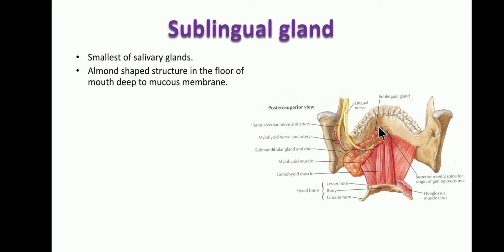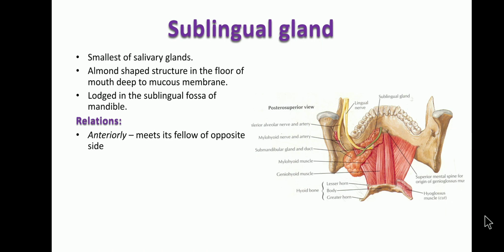The anterior end will meet the gland of the opposite side, and the posterior end is related to the deep part of the submandibular gland. Below it is related to the mylohyoid muscle, which you are seeing here. Above it will be covered by the mucous membrane of the floor of the mouth.